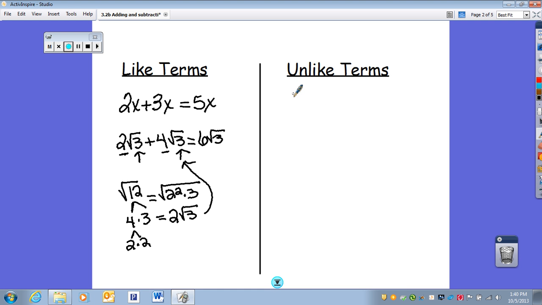Remember that unlike terms, when we were solving equations or inequalities, we might have something like 2y plus 3x, and those could not be combined together because they were not the same. So likewise, if we were to have 2 square roots of 3 plus 5 square roots of 2, we could not add these together because the radicals are not the same. They are not like terms.